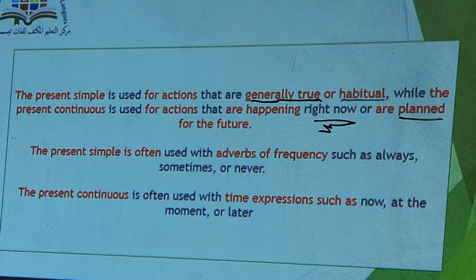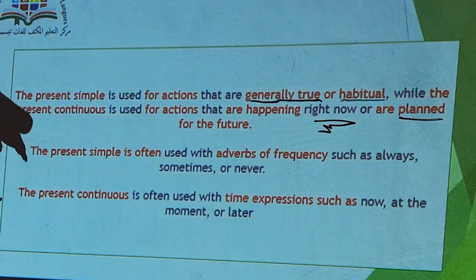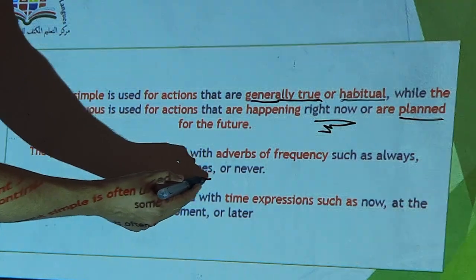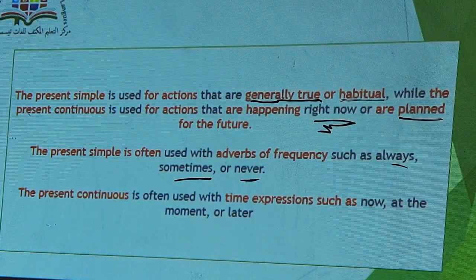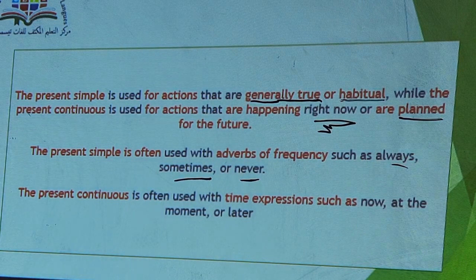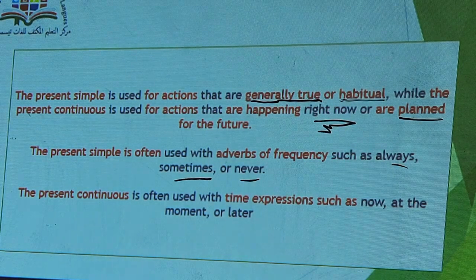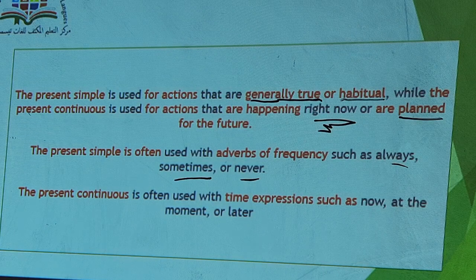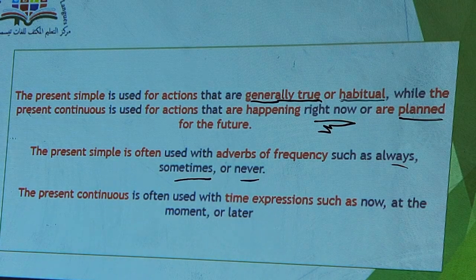We also have here that the present simple is often used with adverbs of frequency such as always, sometimes, or never. These are what we call the adverbs of frequency. However, the present continuous is often used with time expressions such as now, at the moment, or later. You also find this morning, tonight. These are markers that indicate the present continuous.